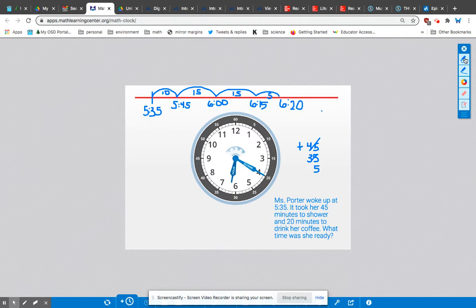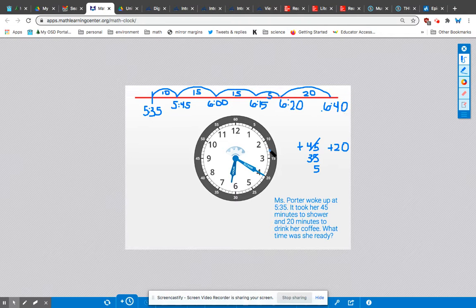That was only the first part of my problem though, because the second part says it took me 20 minutes to drink my coffee. So now I have to add 20 minutes. I almost forgot to do that. So 6:20 plus 20. Well, that's pretty easy. 6:20 plus 20 minutes. 20 plus 20 is 40. So that's going to put me at 6:40.